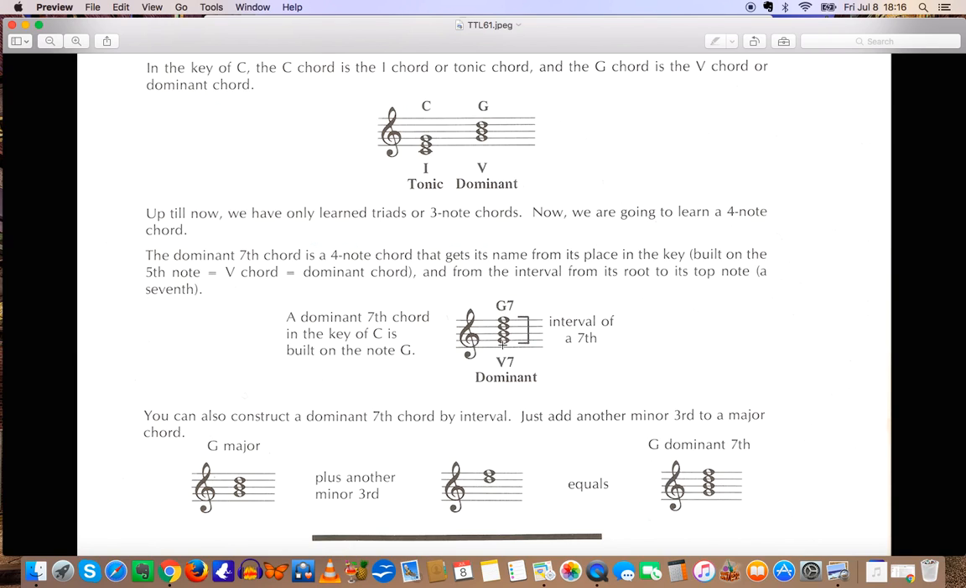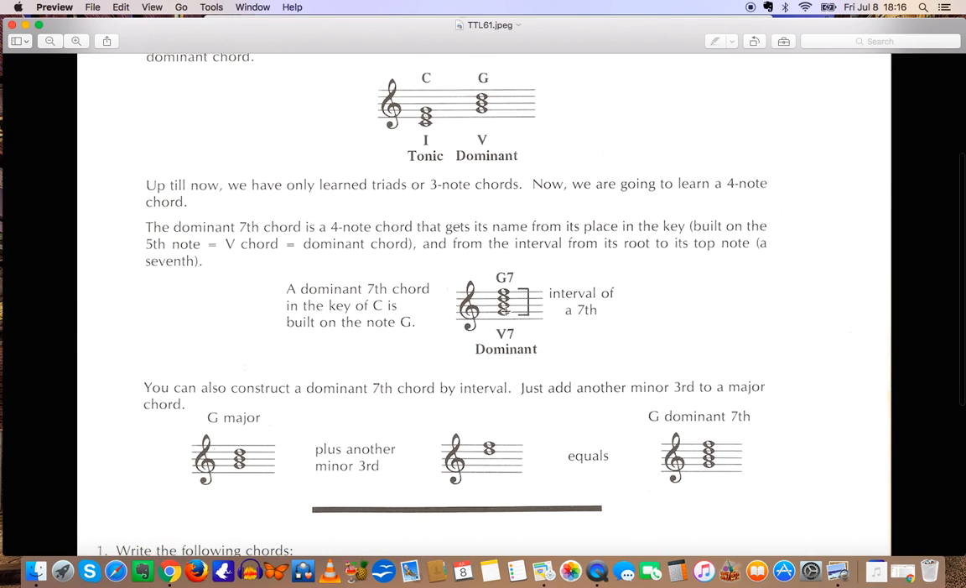As you know, it's from G to F. That is the interval of a 7th, a flat 7th to be exact. All these notes happen naturally in the key of C.